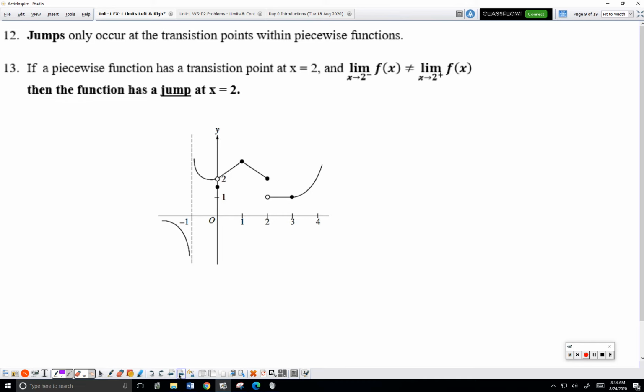So, if the piecewise function has a transition point at x equal 2, and the left and right limits don't match, that's what constitutes a jump. So you need to have memorized that when we're looking for discontinuities at, say, x equal 2, we're just going to check the left and right limit. If they're not the same, we know there's a jump.